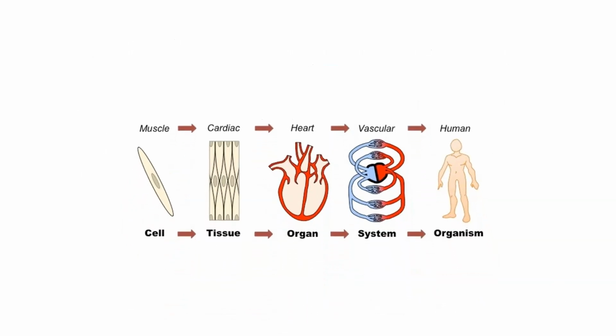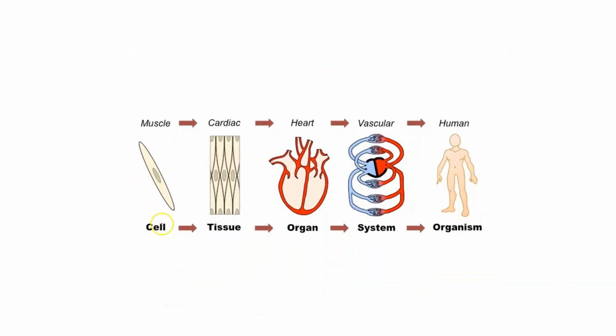So, if we expand this a little bit, we obviously know that the cell is the basic unit of life, okay? So I'll put basic unit of life. And when you put multiple cells together, they make tissue. So if this is step 1, this would be step 2, this would be step 3.